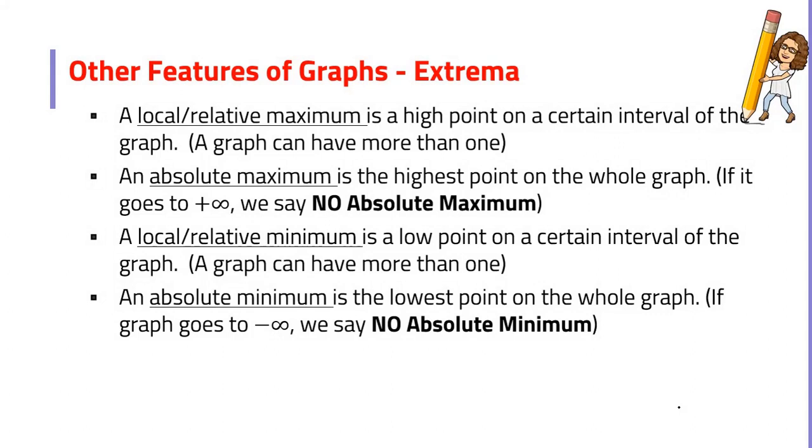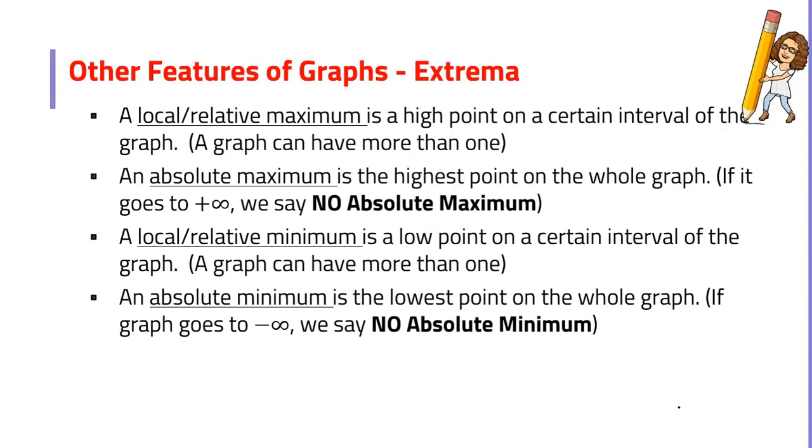Some other information about graphs. Extrema. Just because we talked about max and min, but we really didn't talk about the local and absolute. So local, or relative depending on where you talk, is a high point on a certain interval of the graph. A graph can have more than one local maximum. It's kind of like a hill or a mountain, but it's not necessarily the tallest mountain. You're pointing out every single mountain and hill.